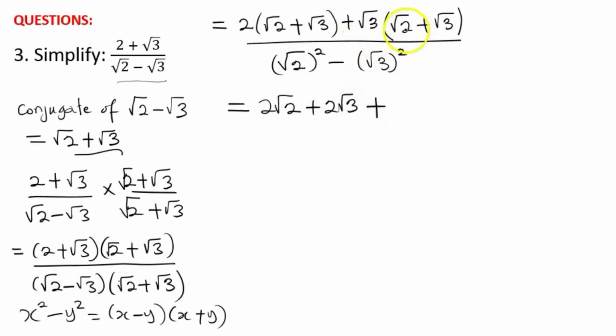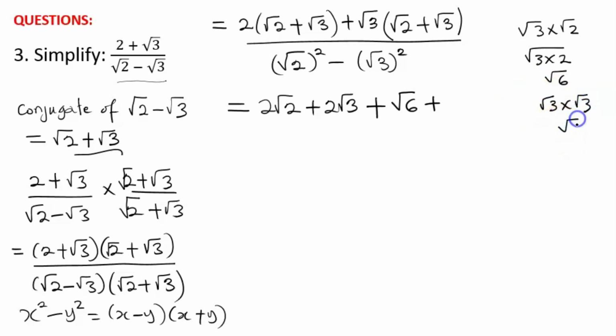Now we can see root 3 and we can see root 2. So root 3 multiplied by root 2, from our law, is simply root 3 times 2, which is root 6. I believe we still remember that. So this is going to give us root 6. Then again, we have root 3 multiplied by root 3. This is going to give us root 9, which is going to be 3, because the square root of 9 is 3. So we have here 3.